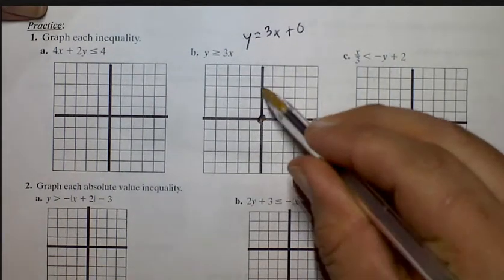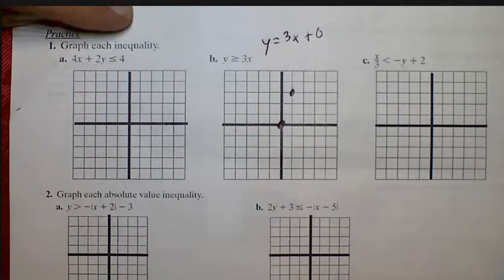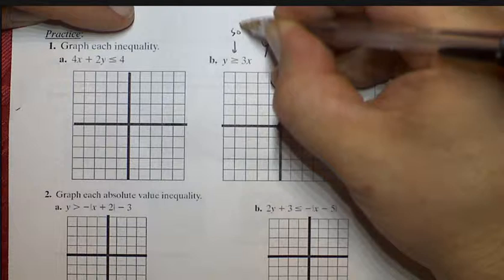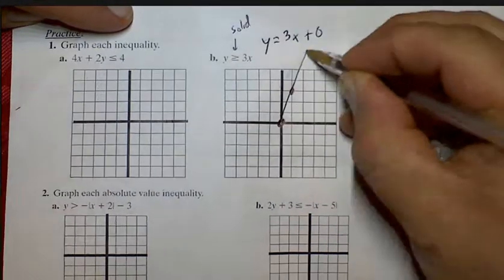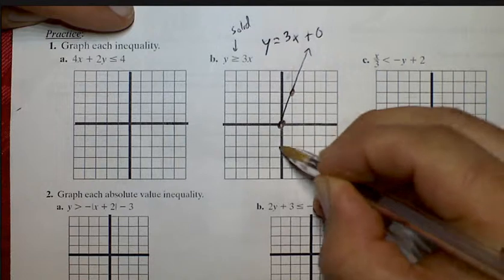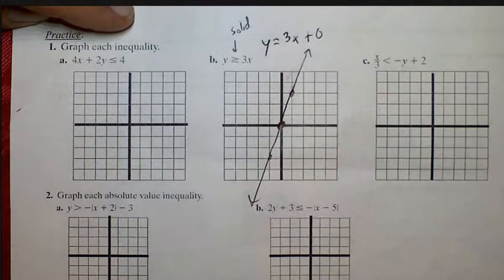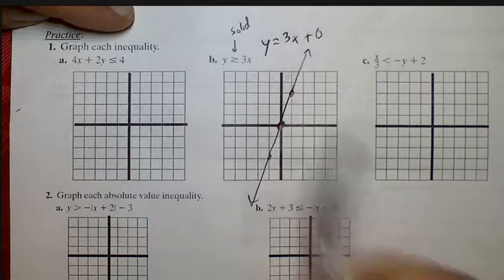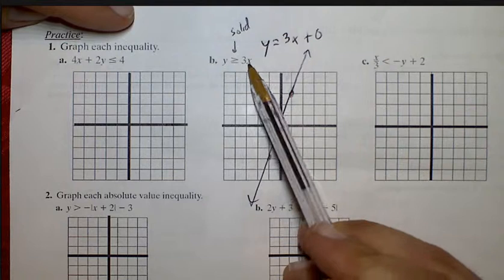Okay, now we choose a side. It's y is greater than 3x, so that means we're choosing the side above the line. Where can I draw up arrows from? If I draw up arrows from down here, I hit the line. I can't go higher. So it's going to have to be this side of the line. That would be my final answer.